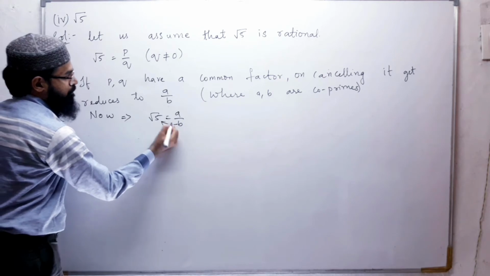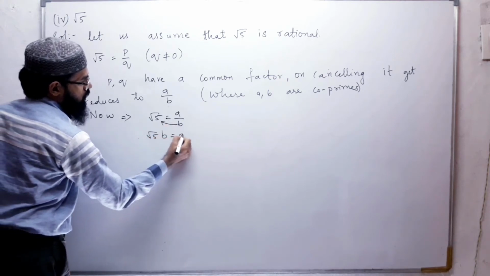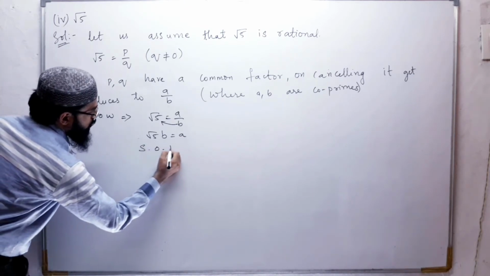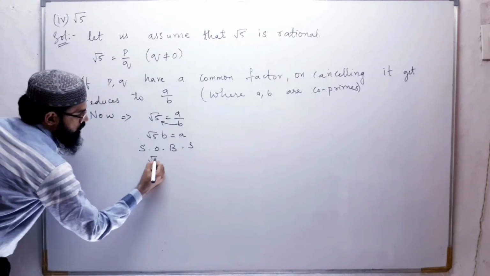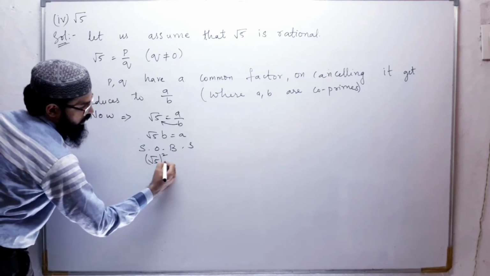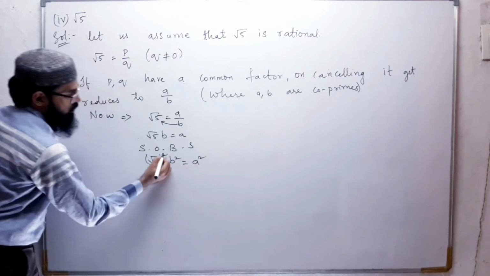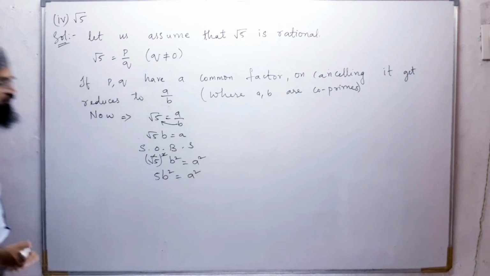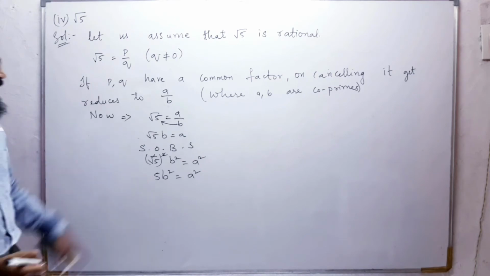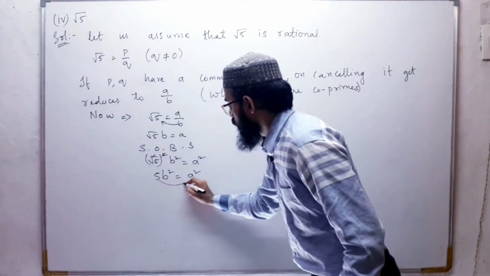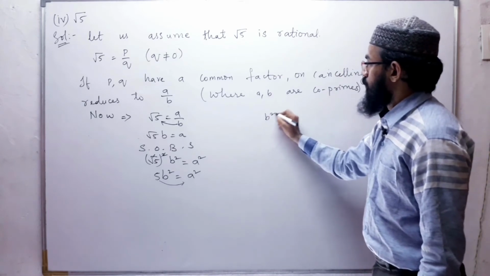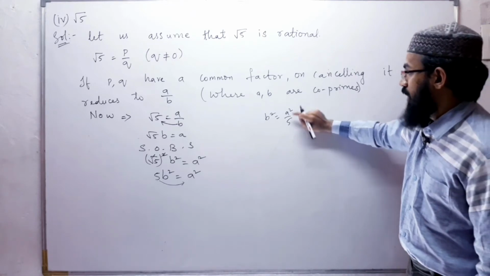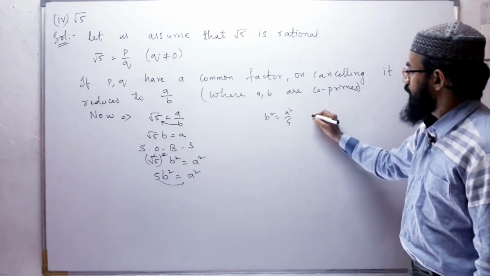Send this b to the other side. So root 5 into b is equal to a. Now we will do squaring on both sides. Square of root 5 b is root 5 square b square, which equals a square. This square and the square root cancel. So 5b square is equal to a square. What do you mean by this? We can bring the 5 below a square. So b square is equal to a square by 5. That means 5 is dividing a square. So when 5 is dividing a square, it will also divide a.